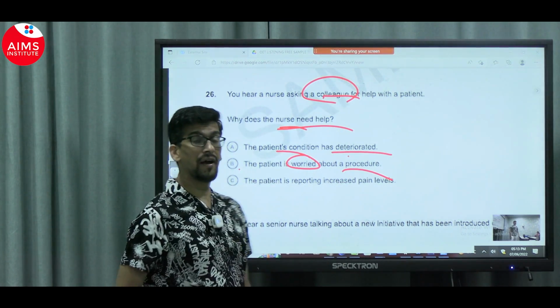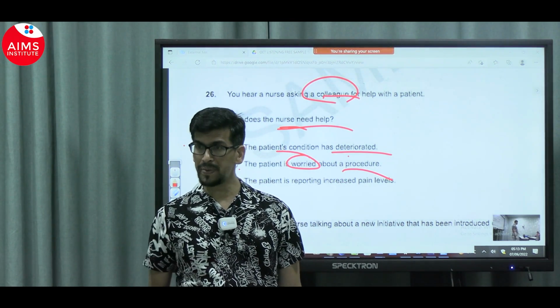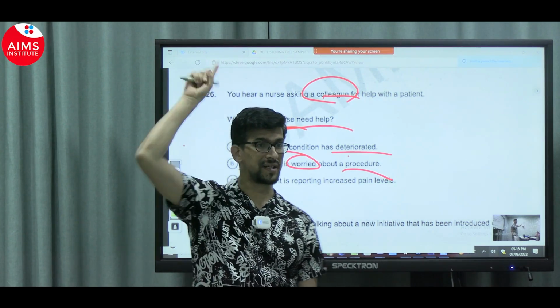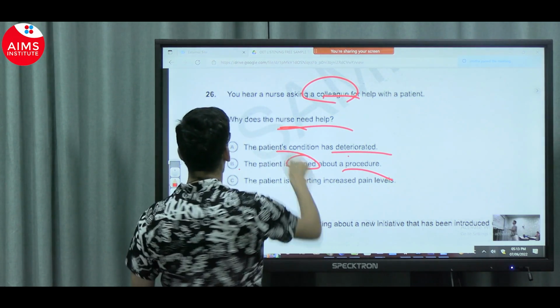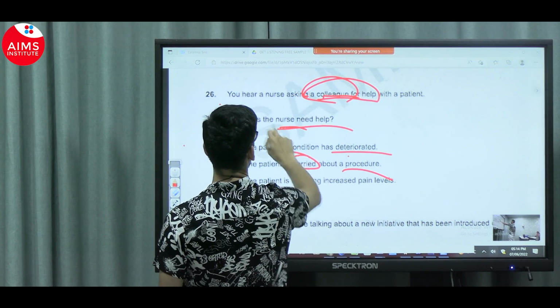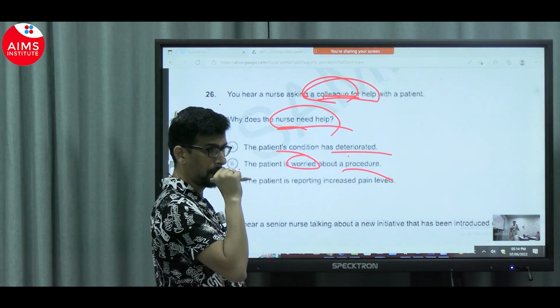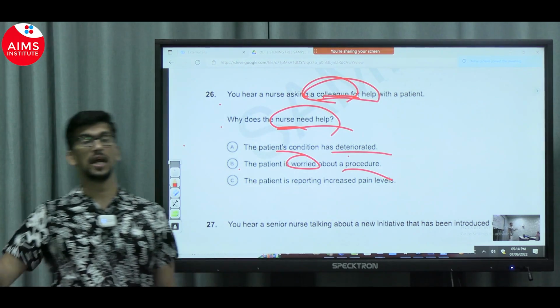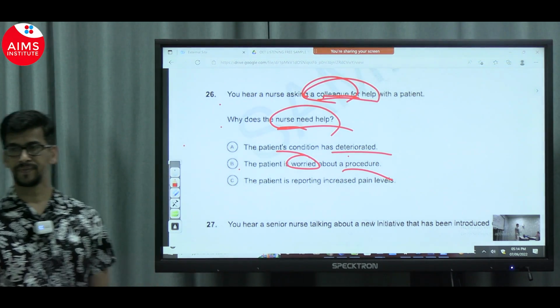Colleague. See, every time I am reading each option, I am going back to the main question. Colleague's help. Why does the nurse need help? One nurse needs the help of the other. Why?